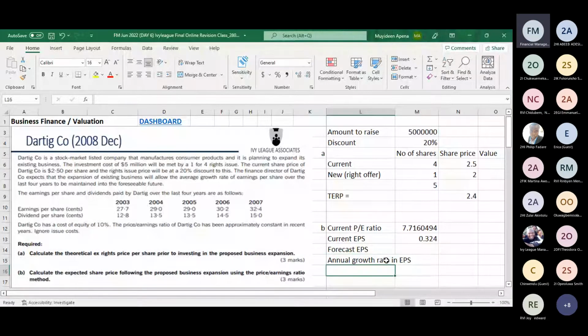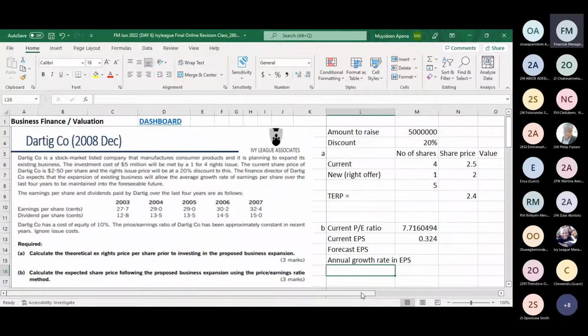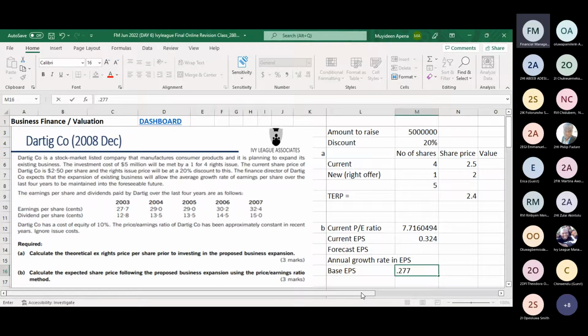So let's calculate the annual growth rate in EPS. What method are we using? Historic average. So the historic average will be, our initial or base EPS is what? 0.277. Do you agree with me? 27.7 cents. So that's our base EPS. And the current EPS is this.